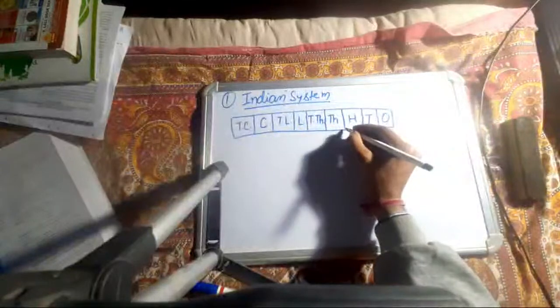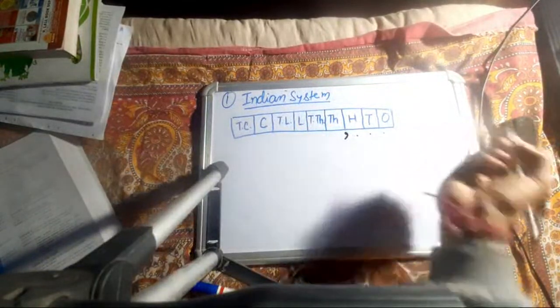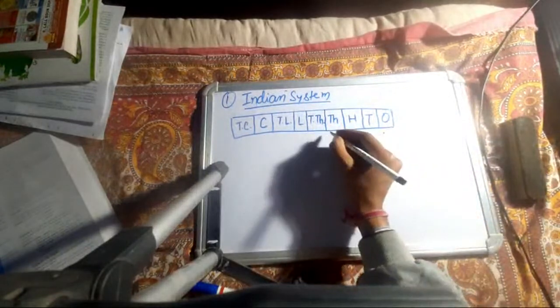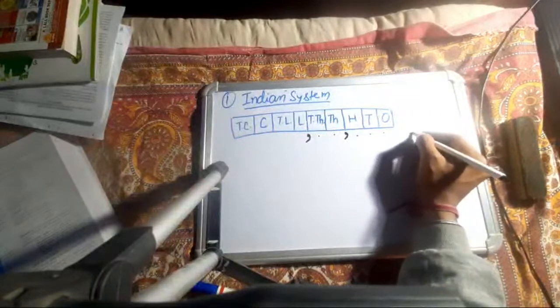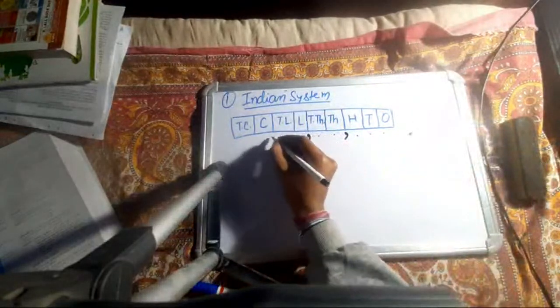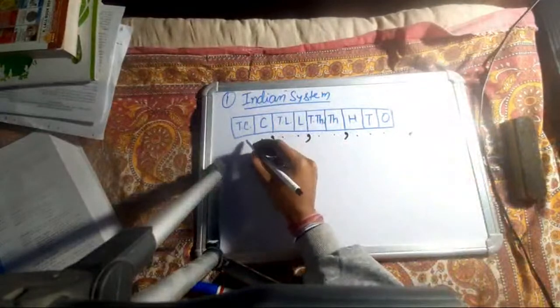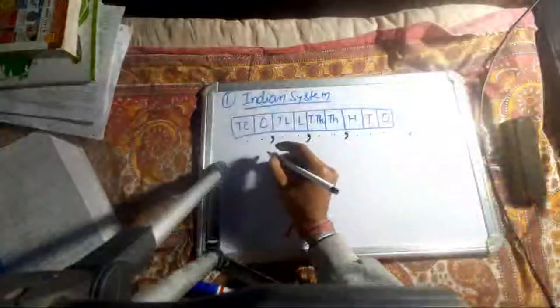So here we put comma after ones, tens, 100, that is after 3 digits. Then second comma, that is after 2 digit, and all counting is being done from the right hand side. Lakh, 10 lakh, then again comma, then crore, 10 crore. So this is the system. Now let us take some examples.